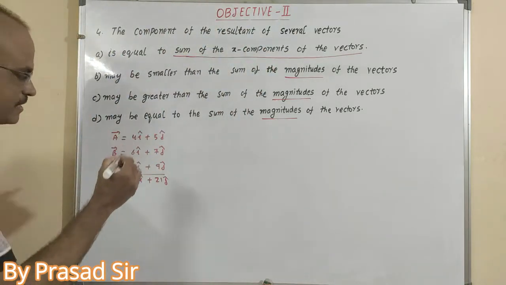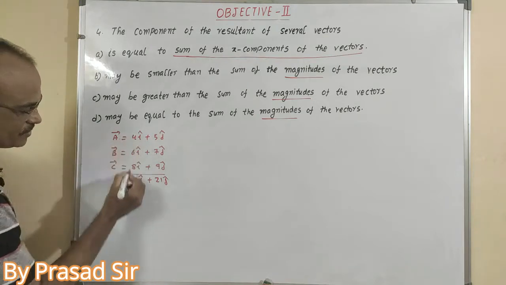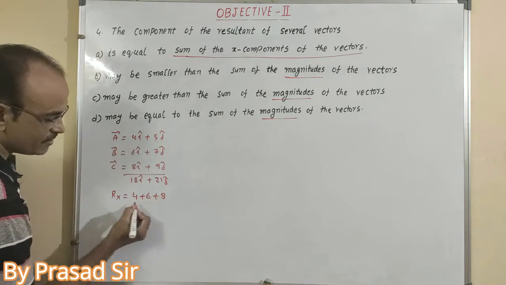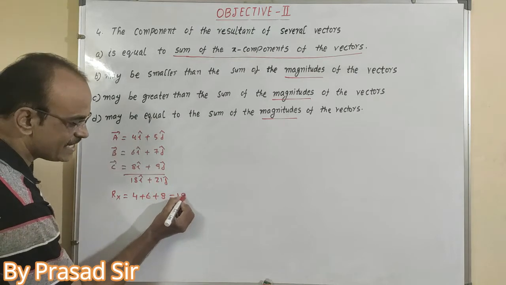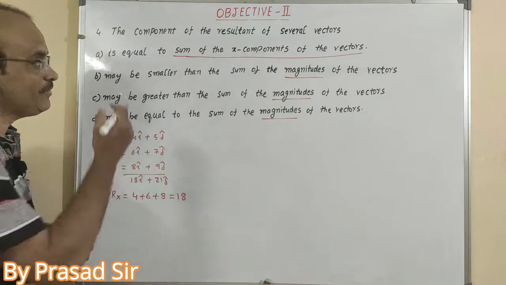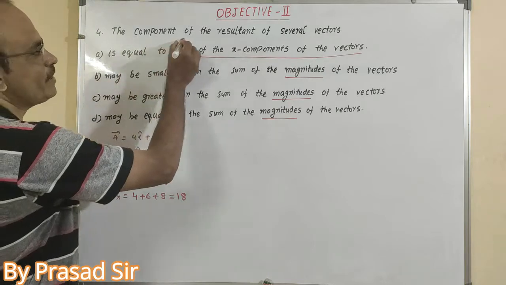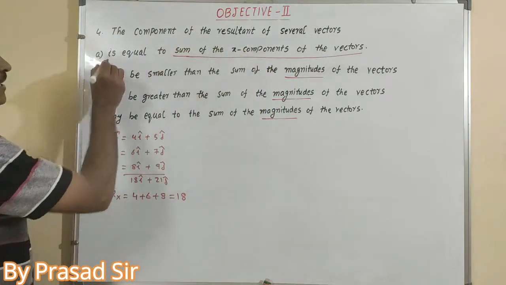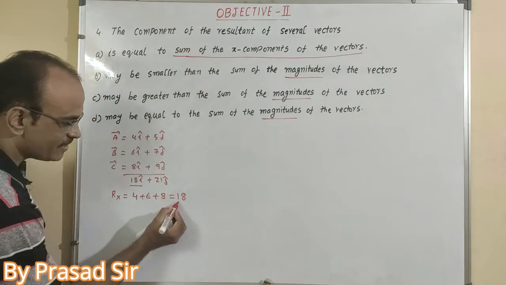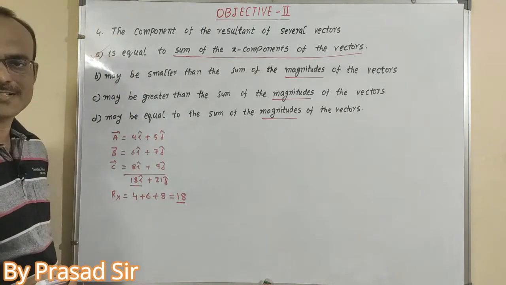components of the vectors. So here the sum of the x components is nothing but what? Rx is equal to the sum of 4 plus 6 plus 8. So how much are we getting here? 18. This is the sum of the x components. Observe here, the component of the resultant of several vectors is equal to the sum of the x components of the vectors. So observe here, 18 and 18. So by observing these two, option A is correct.